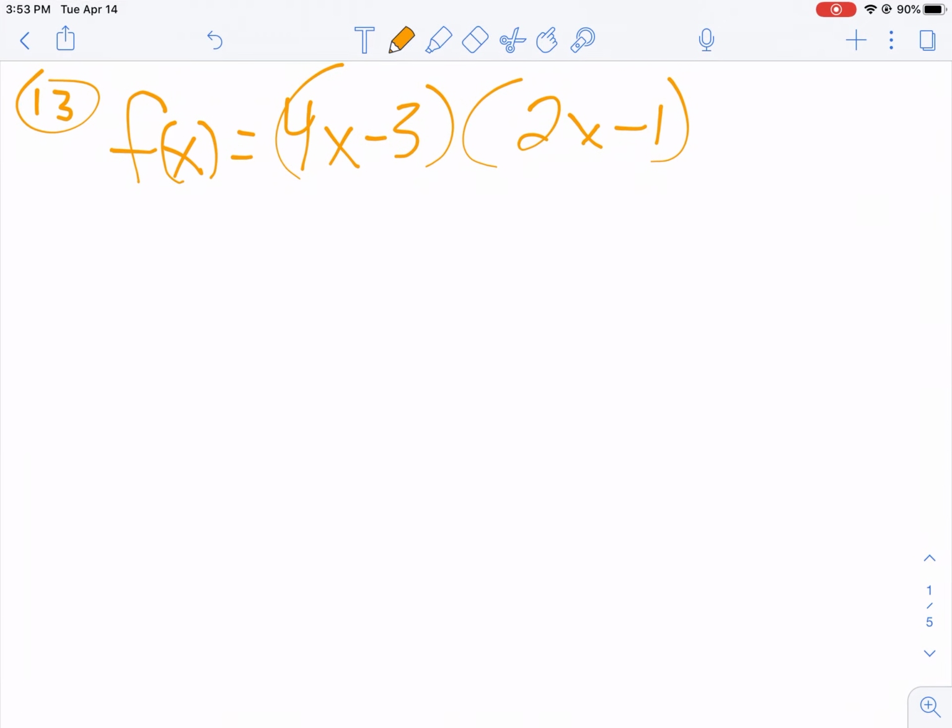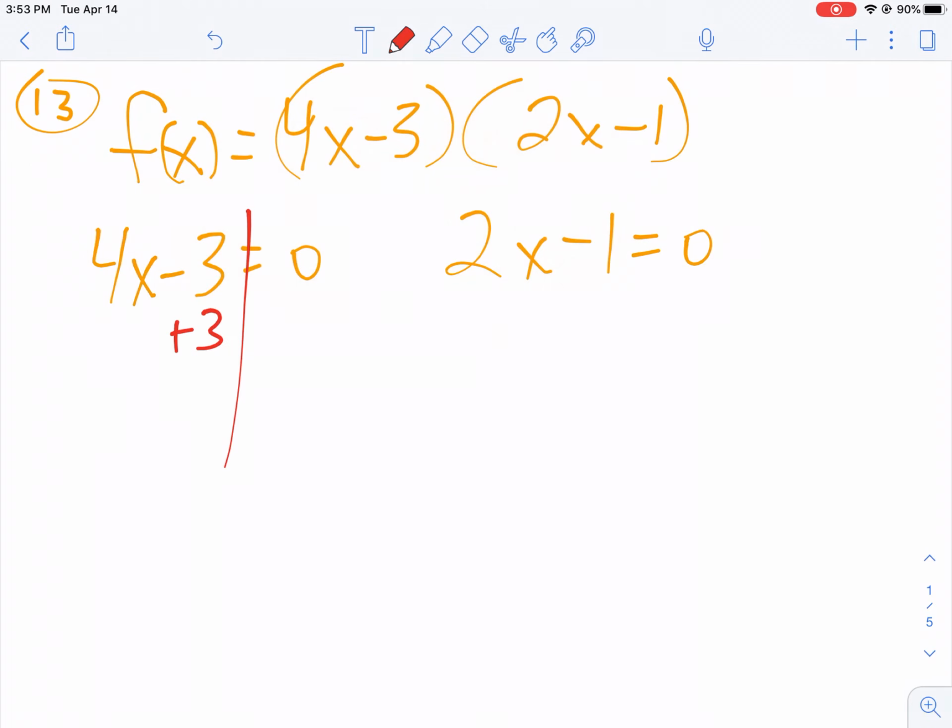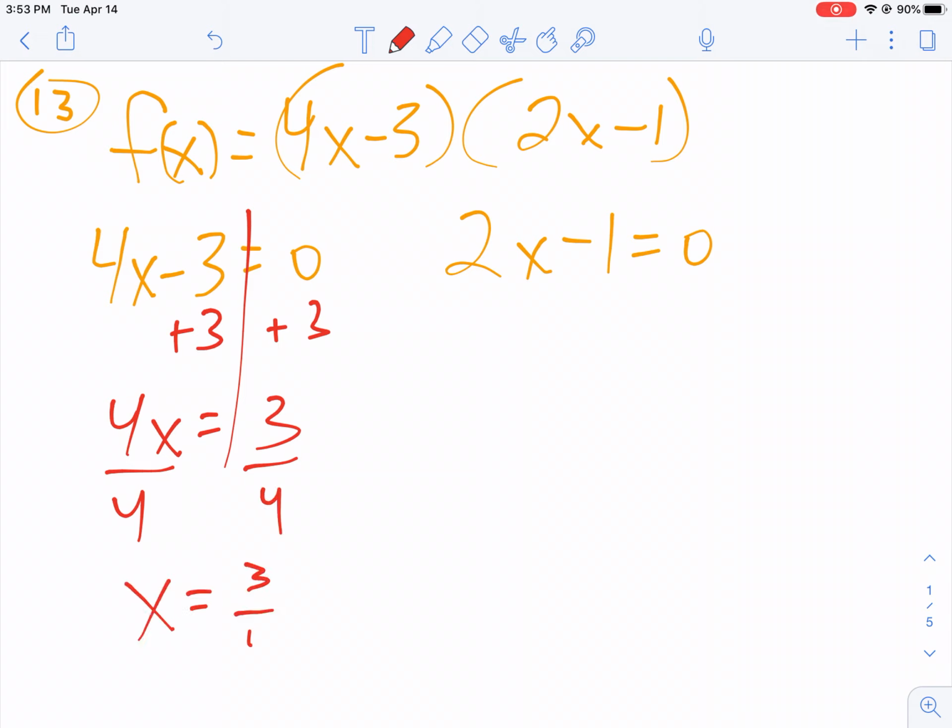So we're going to go here, and we have 4x minus 3 equals 0. And then we have 2x minus 1 equals 0. And then all you're going to have to do is just solve for x. So with this, we're just going to add 3 to both sides, and we're going to get 4x equals 3. And then divide both sides by 4, and you're left with x equals 3/4. That's one of your answers.